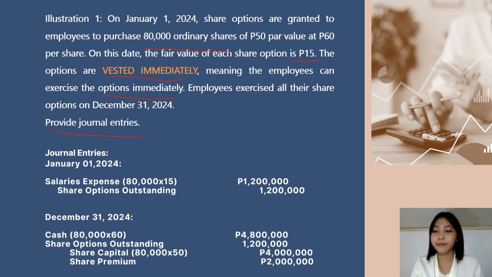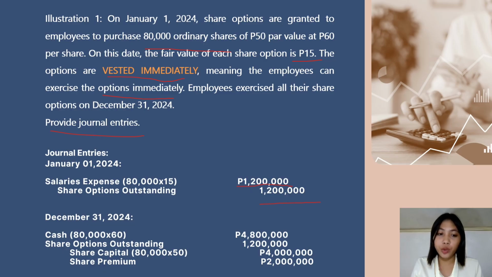Provide journal entries. So since it is vested immediately and they exercise their options, journal entries is all we will do. So on January 1, 2024, debit salaries expense. How do we get this? 80,000 ordinary shares times 15, the fair value of the share option. That's what we come up with, 1,200,000. Credit share option outstanding 1,200,000.